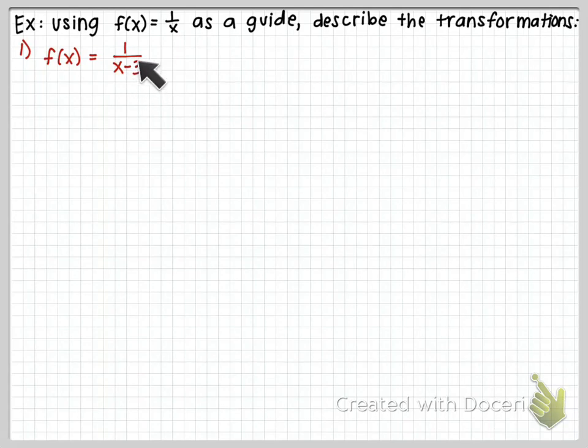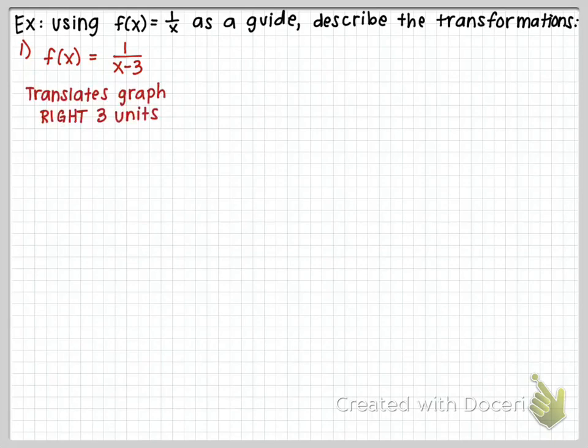Well, we see that minus 3, right? And if you look back up at your notes, what does minus 3 mean? X minus 3 means we're going to go right that many units. So it translates the graph right 3 units.